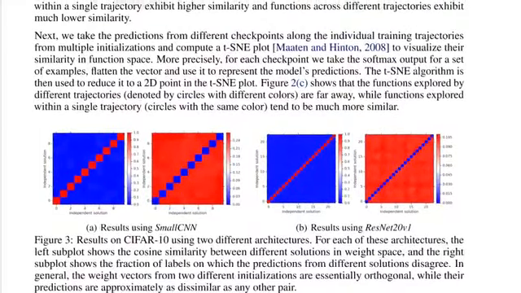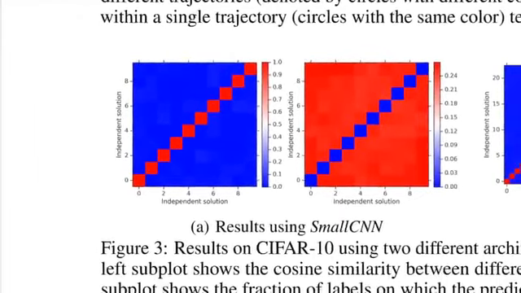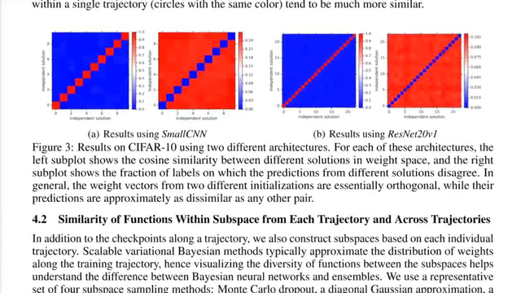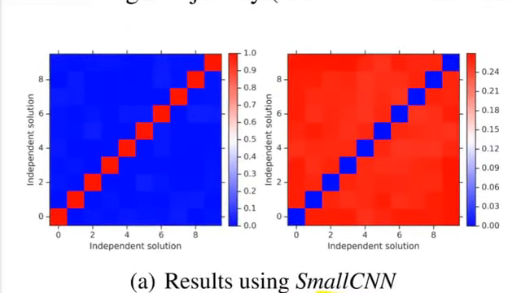So this is right here. Here you can see two different things, and we're going to read the plot along with it, just so I remember what I'm seeing. Using two different architectures, for each of these architectures, the left subplot shows the cosine similarity between the different solutions in weight space, and the right subplot shows the fraction of labels on which the predictions from different solutions disagree. Okay, so it's the same as before. The left is the alignment, and now it's not during training.